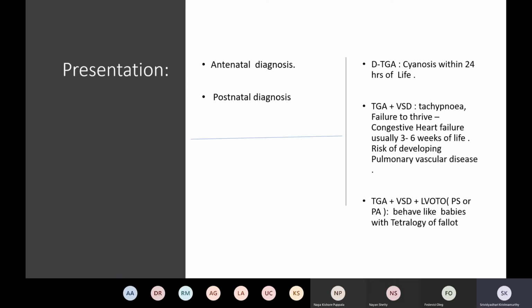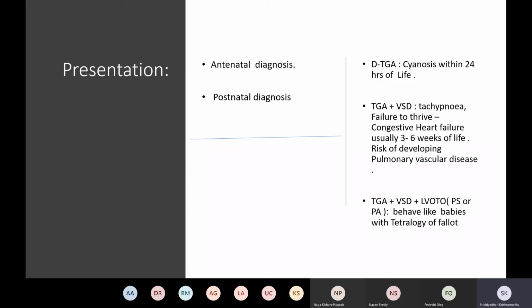If we know that the child has got a TGA, we can plan for the emergency procedures that are needed, and I shall discuss that in future. So postnatal diagnosis, again, depends on how the child presents. The DTGA usually presents with cyanosis within the first 24 hours.